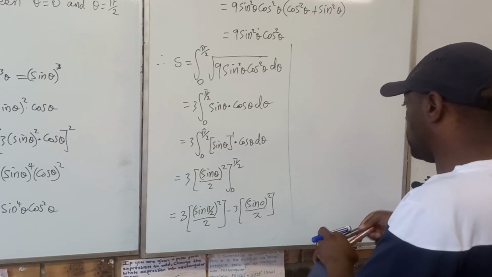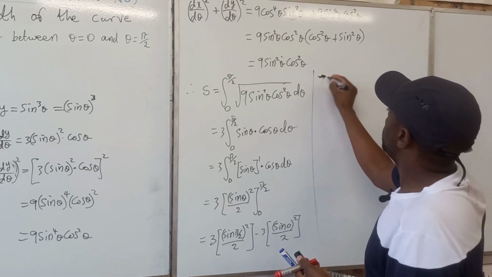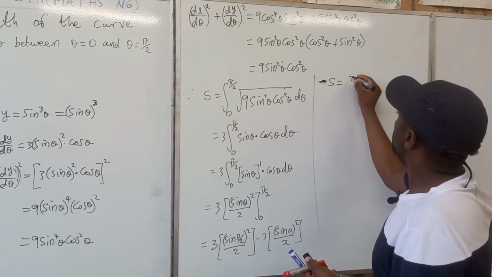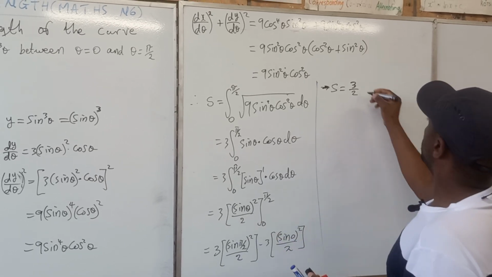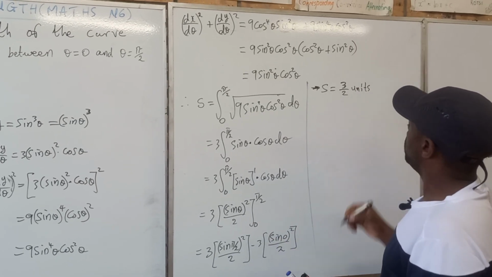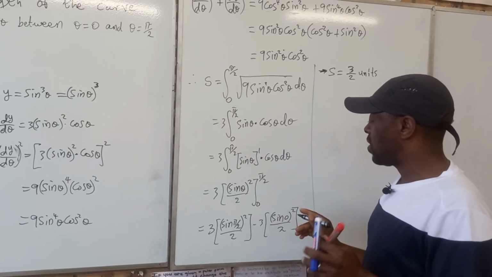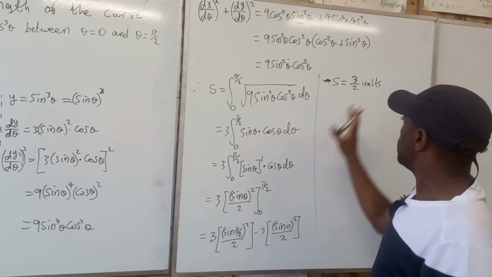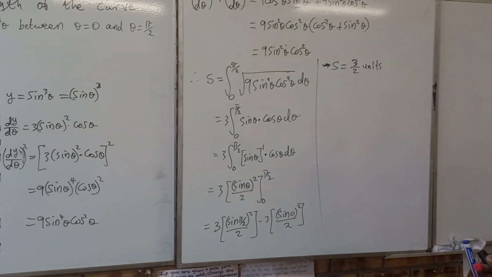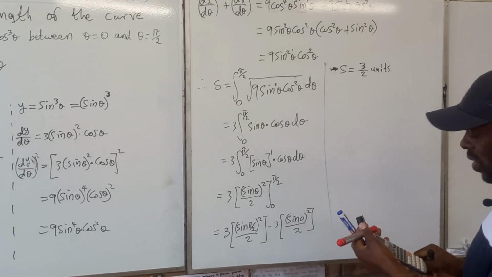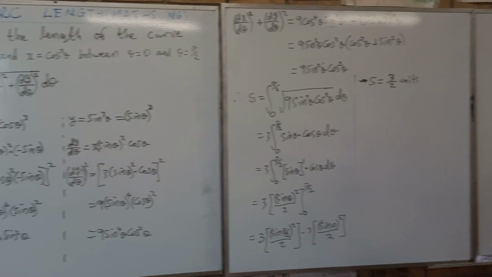So what I've seen by using my calculator is that my arc length is equal to 3 over 2, because this part is 0. That one gives me 3 over 2 units. And guys, another thing you must not forget is that with integration, we always make sure we put our calculator in radians so as to arrive there. If your calculator is not in radians, you'll be surprised that I'm getting 3 over 2, but you're getting something else. So guys, thank you very much. That's how to get the arc length.